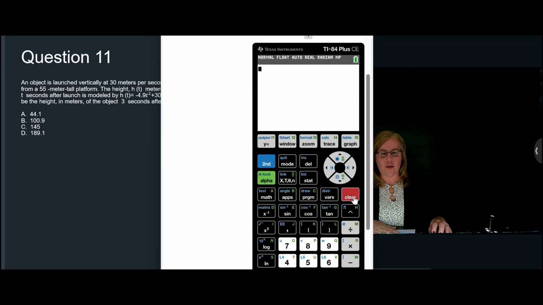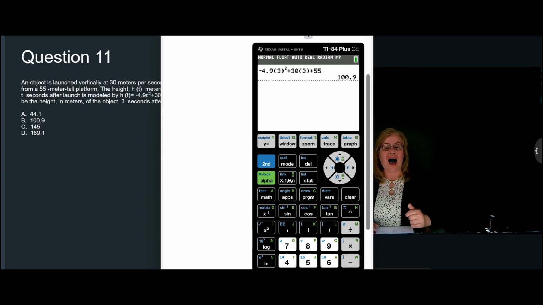Let me go ahead and pull that calculator up, and I'm going to clear out our screen. So what I want to do is put this formula in here. I am going to put negative 4.9, parentheses 3, because we're looking at 3 seconds. I'm going to put that in my parentheses and square it. Then I am going to put my plus 30, not t, but the 3 seconds we talked about, plus my 55 and press enter. And right there it tells me at 3 seconds I am going to be 100.9 meters.